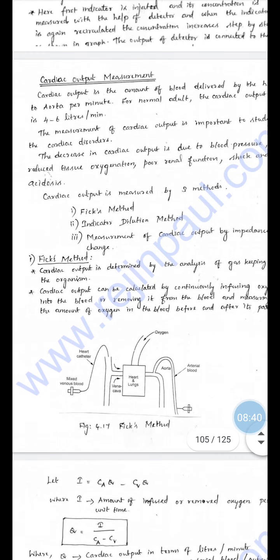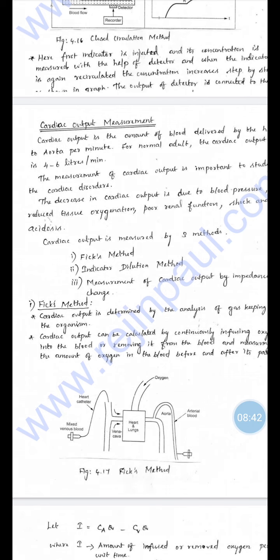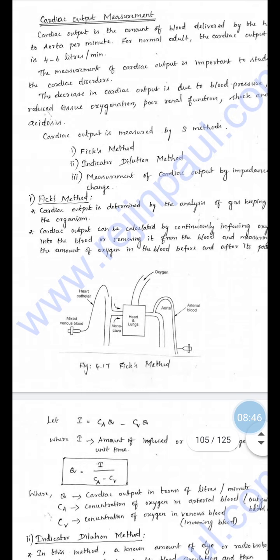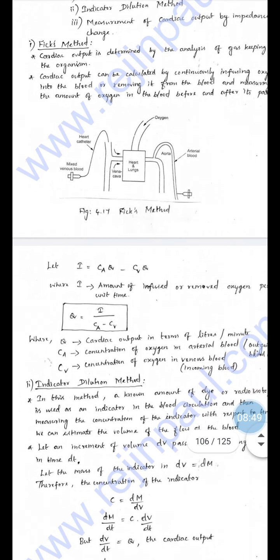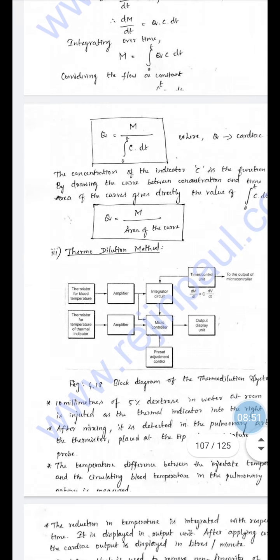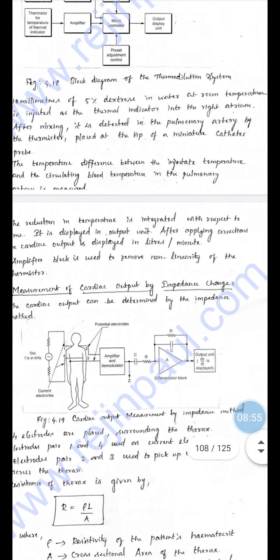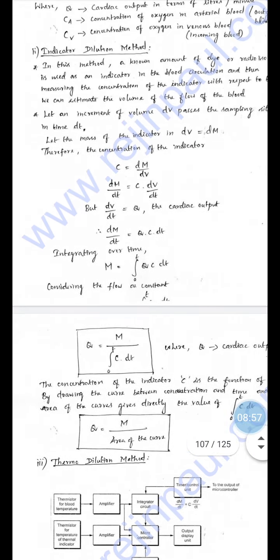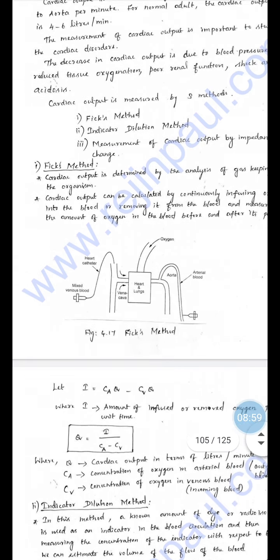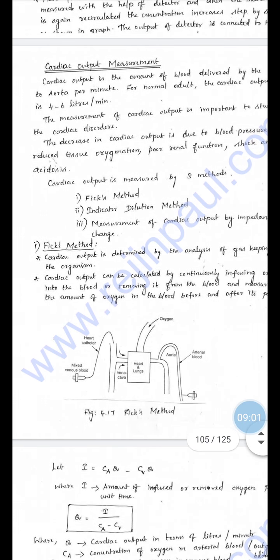So in order to obtain the cardiac output measurement, we have 4 methods. One is the Fick method, another is the indicator dilution, another is the thermodilution, and finally the measurement of cardiac output by impedance change. These are all the 4 methods used for measuring cardiac output.